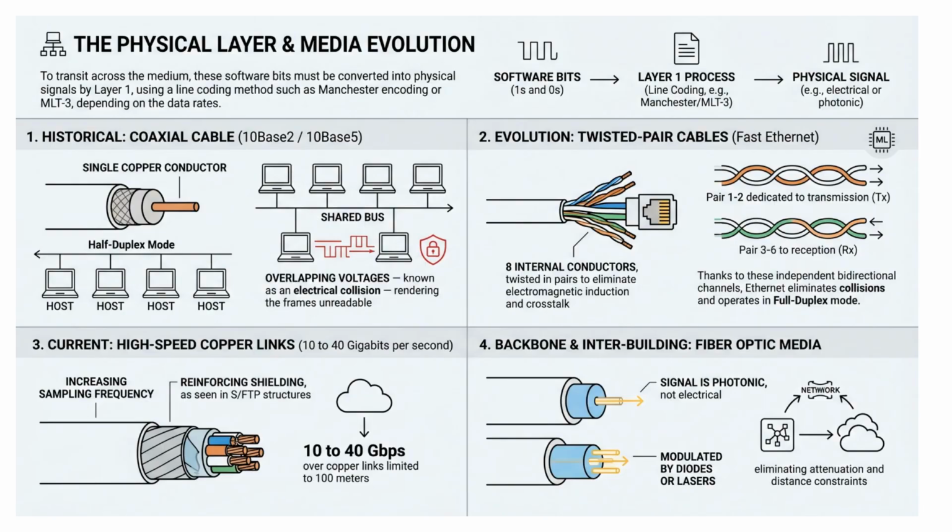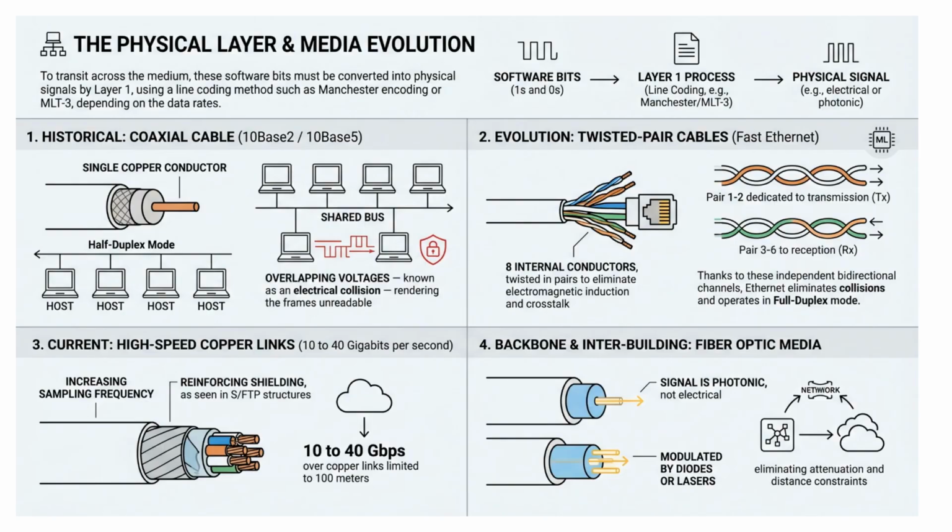Technological evolution introduced twisted pair cables with RJ45 connectors. The 8 internal conductors are twisted in pairs to eliminate electromagnetic induction and crosstalk. This arrangement of wires allows for the physical isolation of channels. In fast Ethernet, pair 1-2 is dedicated to transmission, TX, and pair 3-6 to reception, RX. Thanks to these independent bidirectional channels, Ethernet eliminates collisions and operates in full duplex mode.